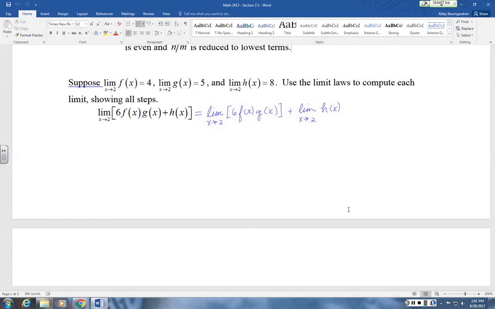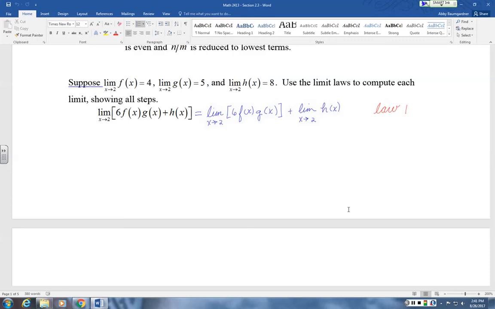So truthfully, if they say showing all steps, then you need to show every dinky little step. On this, let's actually put off to the side what law allowed us to do this. There should be a law up there that says when you're adding, you can do the limits individually. So that is limit law 1.